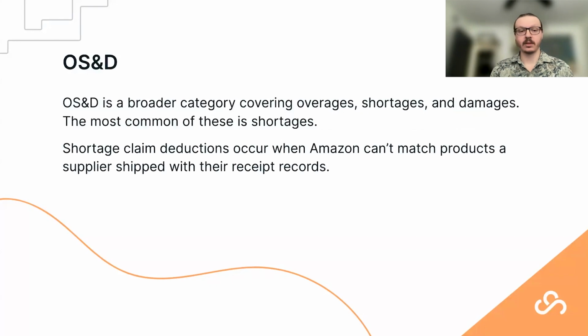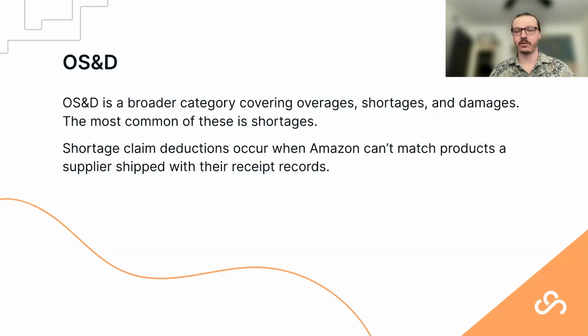Similarly, there's the OS and D. It's a broader category in which we're lumping a couple of different things together, which will include overages as well as shortages, which are most typical, as well as damages. So again, shortages are the most commonly occurring of these in the OS and D bucket.